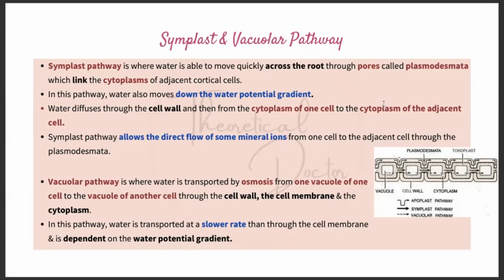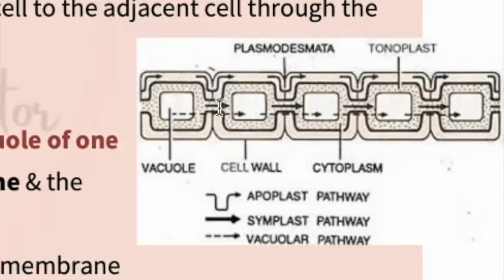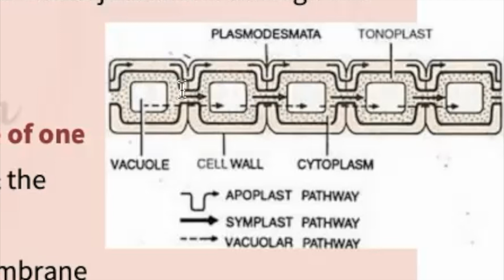Next is the symplast and the vacuolar pathway. First, the symplast pathway. Symplast pathway is where water is able to move quickly across the root through pores called plasmodesmata, which link the cytoplasms of the adjacent cortical cells. So this part here, this is the plasmodesmata. This one is the symplast pathway.